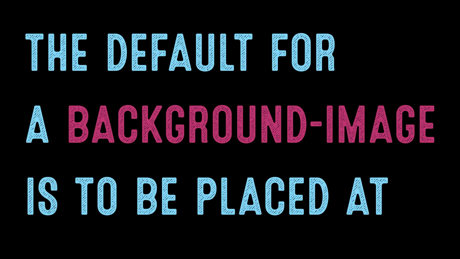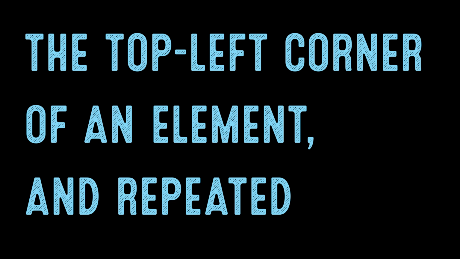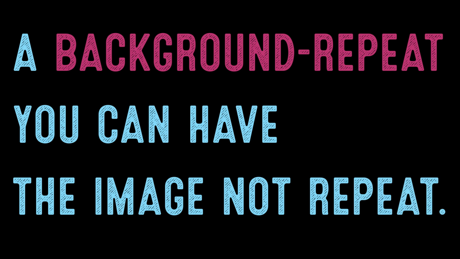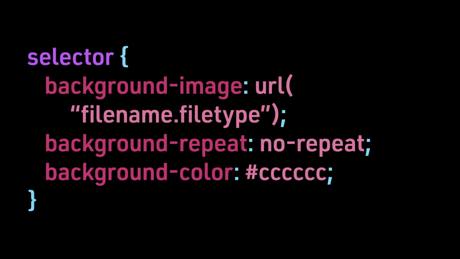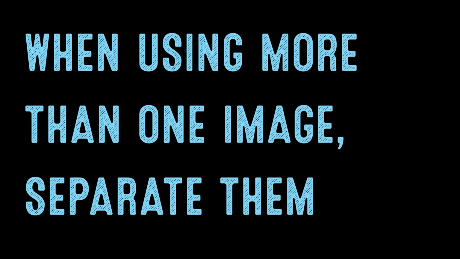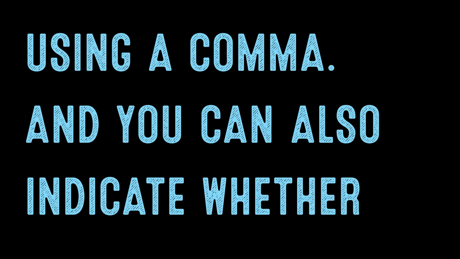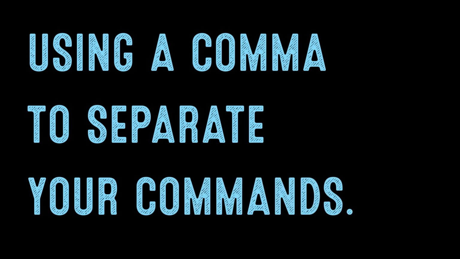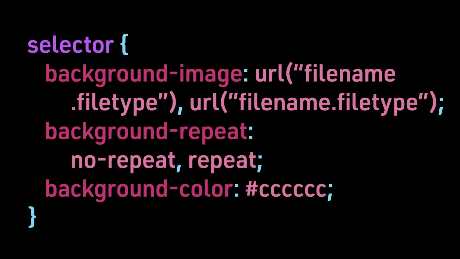The default for a background image is to be placed at the top left corner of an element and repeated both vertically and horizontally. By setting a background repeat, you can have the image not repeat. So in our example, we have added a CSS rule for background repeat and set it to no-repeat. When using more than one image, separate them using a comma. And you can also indicate whether you want to repeat the background image or not by using a comma to separate your commands. In this example with two images, the first image will not repeat, but the second image will repeat.